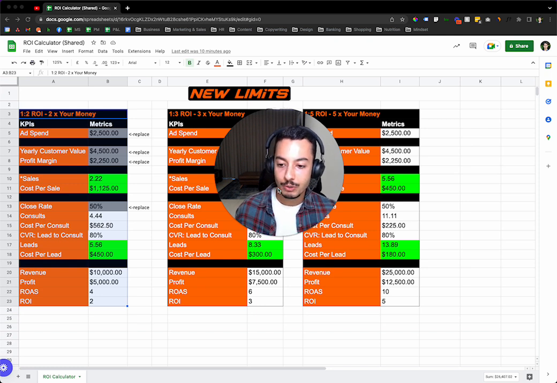You really want to use a spreadsheet like this where you put in your customer lifetime value, your cost of goods sold, and basically your profit margins and your closing rate as well. And it's going to give you specific KPIs that are going to help make this whole process a lot easier and much more profitable for you.